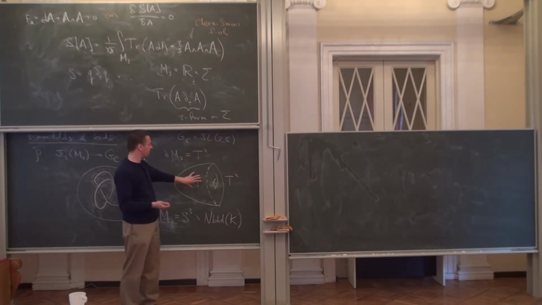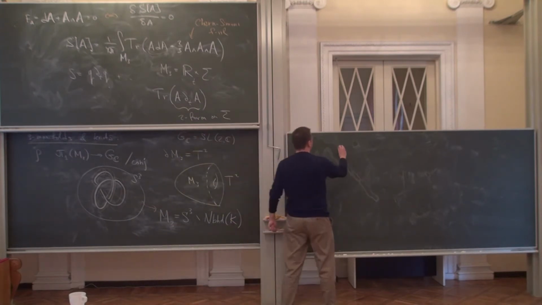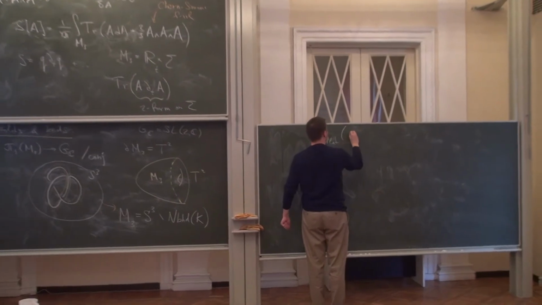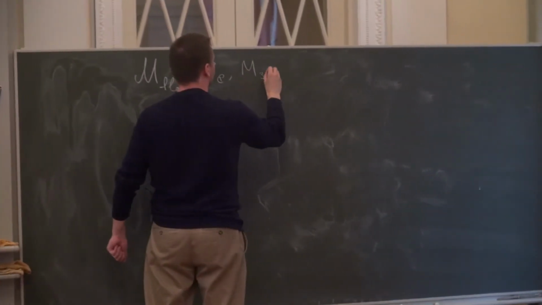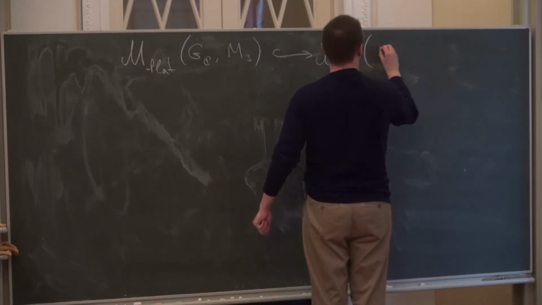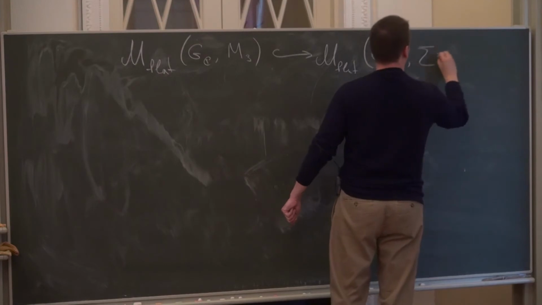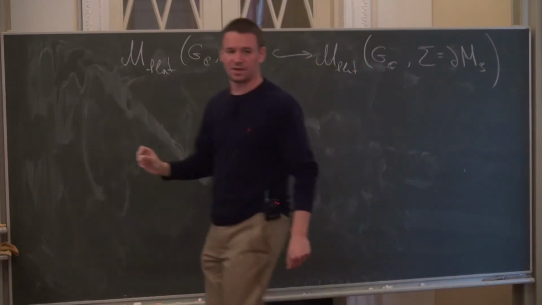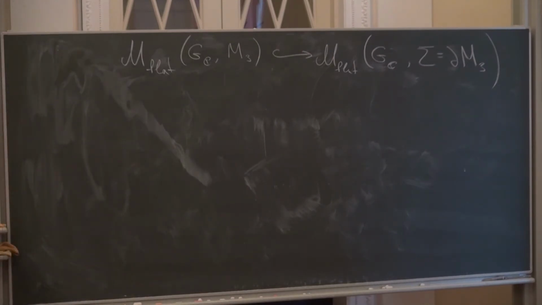And if you have a flat connection on a 3-manifold, you can simply look at its restriction to the boundary torus. What this gives you is an embedding of M flat of G_C on a 3-manifold inside the moduli space of flat connections on the boundary. Simply by looking at the restriction: if you have some gauge field A here, you can look at A restricted to sigma, and if it satisfies the flatness equations on a 3-manifold, surely it will be flat on the boundary torus, right? So every solution to an equation on a bigger space obviously gives you a solution to the PDE on a smaller space.